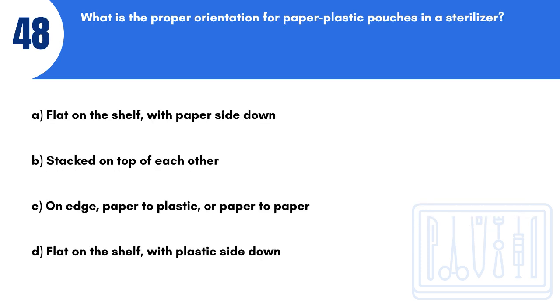Question 48. What is the proper orientation for paper plastic pouches in a sterilizer? A. Flat on the shelf, with paper side down. B. Stacked on top of each other. C. On edge, paper to plastic, or paper to paper. D. Flat on the shelf, with plastic side down.